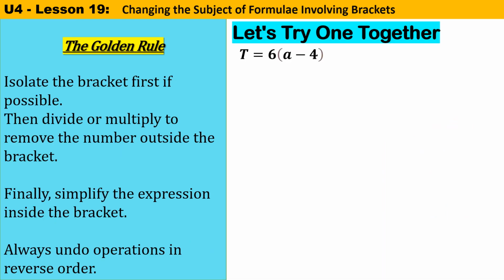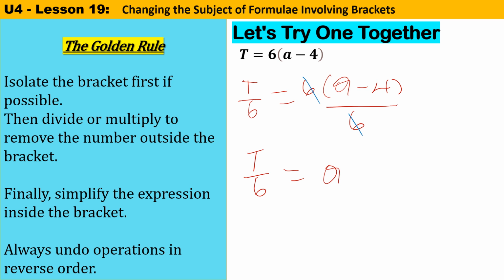So now that we have gone through 4 examples, let's try one together. You can pause the video if you're comfortable doing so and try and attempt this question. If not, you can just watch through and see how it is solved. So t is equal to 6 bracket a minus 4. So we're going to have t divided by 6 equal 6 bracket a minus 4 divided by 6. And we cancel out here. So we'd have t over 6 equal to a minus 4.